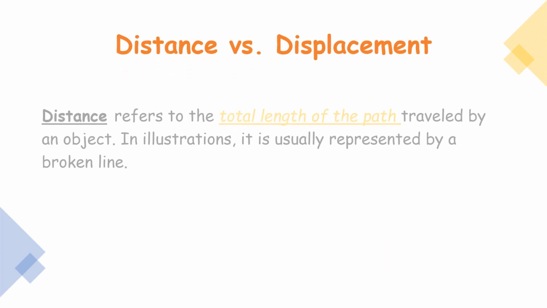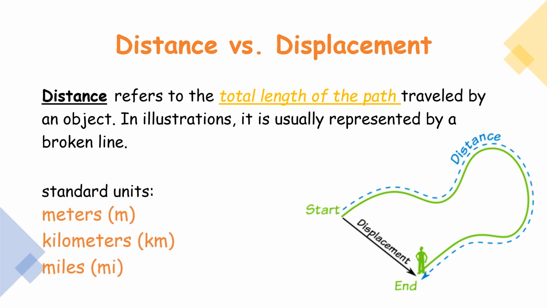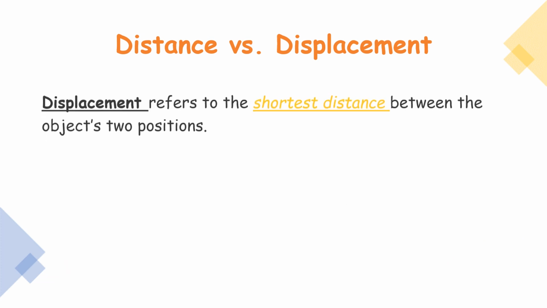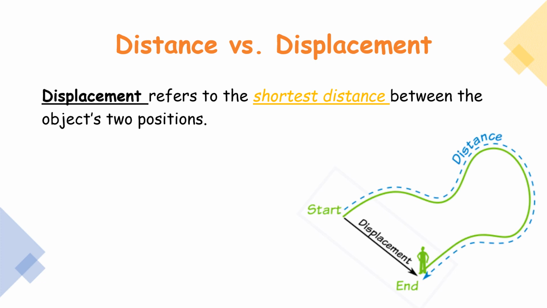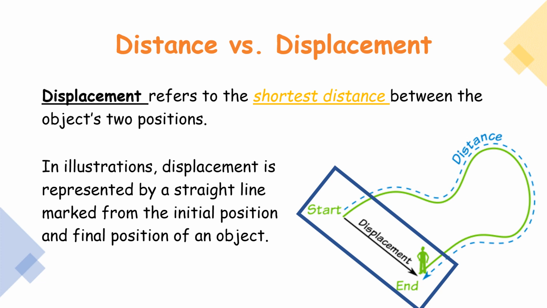Distance refers to the total length of the path traveled by an object, and commonly we use units such as meters, kilometers, and miles to express the length of the distance. In illustrations, distance is represented by a broken line. Displacement, on the other hand, refers to the shortest distance between the reference point and the final position. In illustrations, the displacement is represented by a straight line from the initial position to the final position.